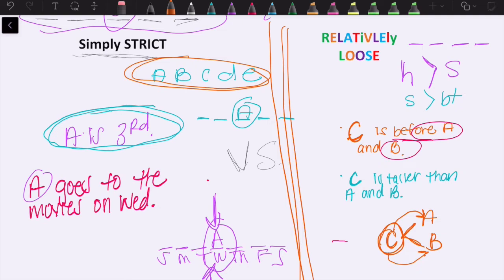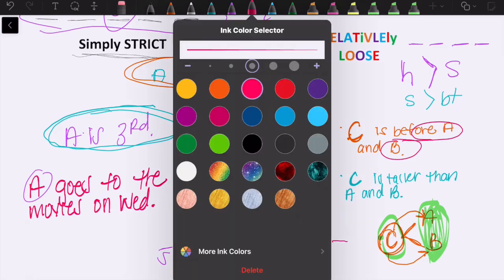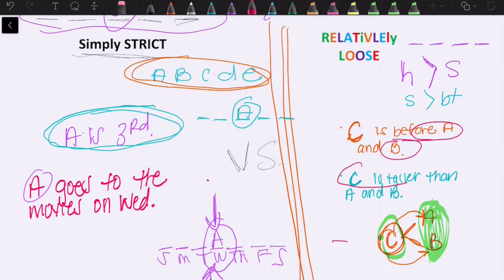Where the relatively loose games get a little bit tricky is we don't know if there's any relationship between A and B, right? Because our rule just talks about C relative to those. And then lastly, I have C is taller than A and B. This is a different way to word it, but we would diagram this just the same as we did number 1 here. We're saying C is taller than A, and C is taller than B.